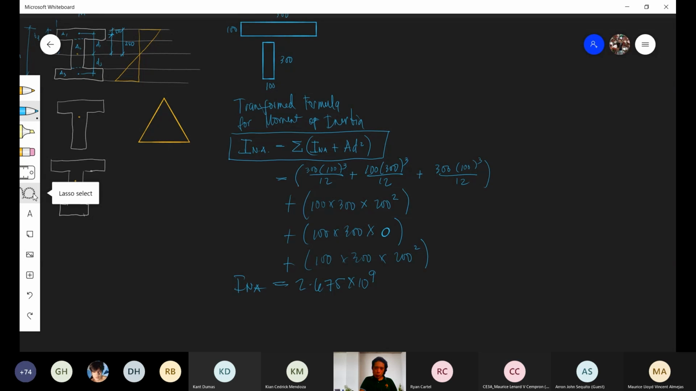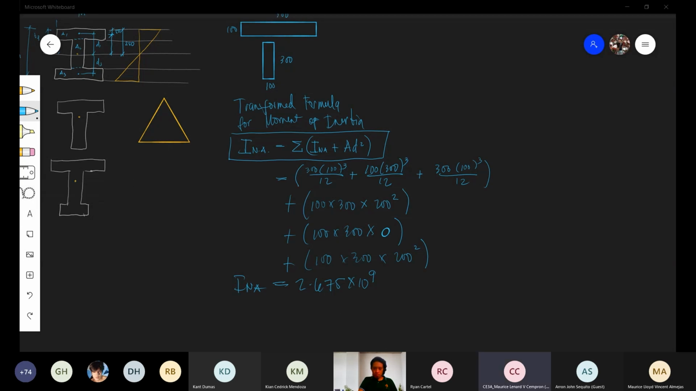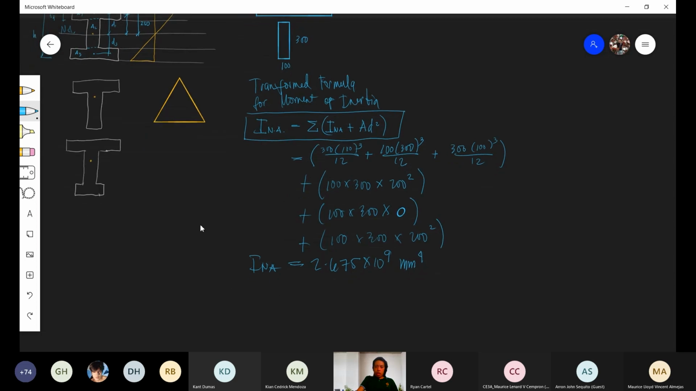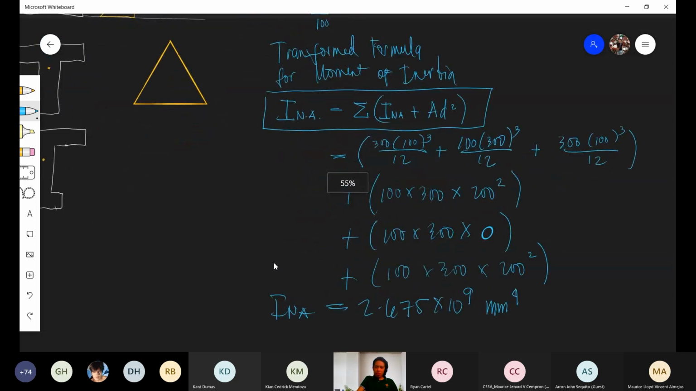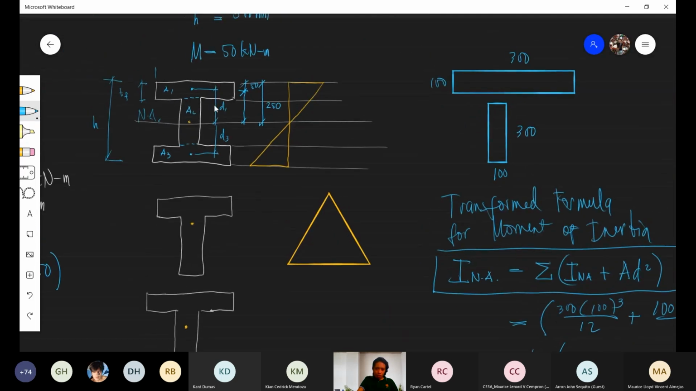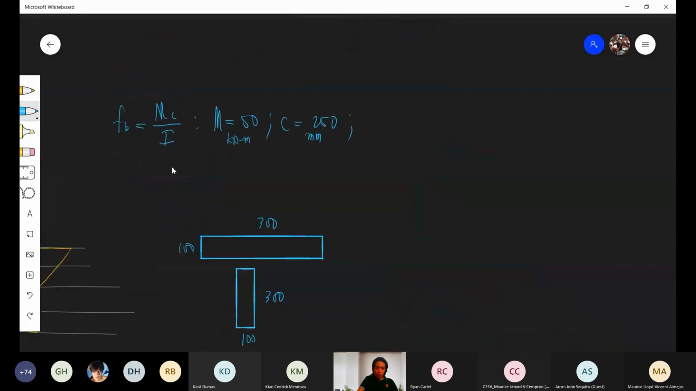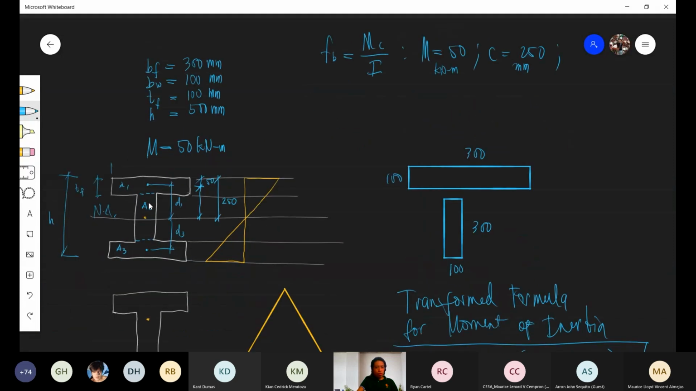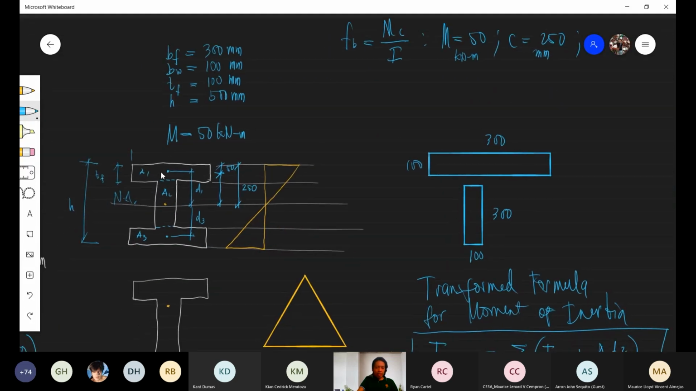What's the unit for moment of inertia? It's mm raised to 4. So this is the moment of inertia. What you are asked to solve is f_b, the percentage of the moment carried by the flange.